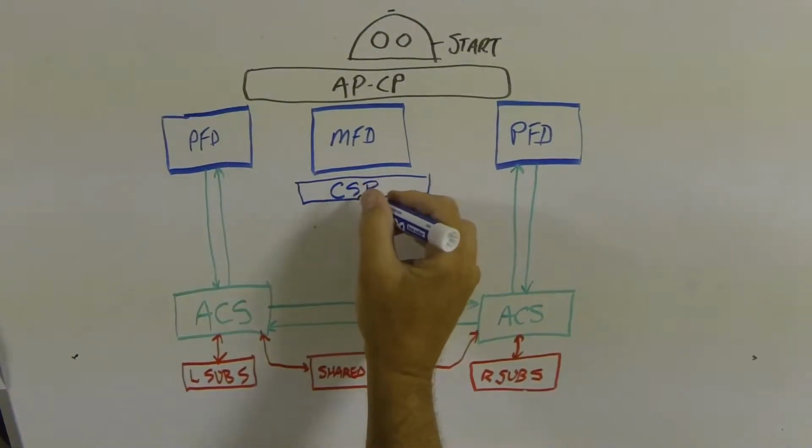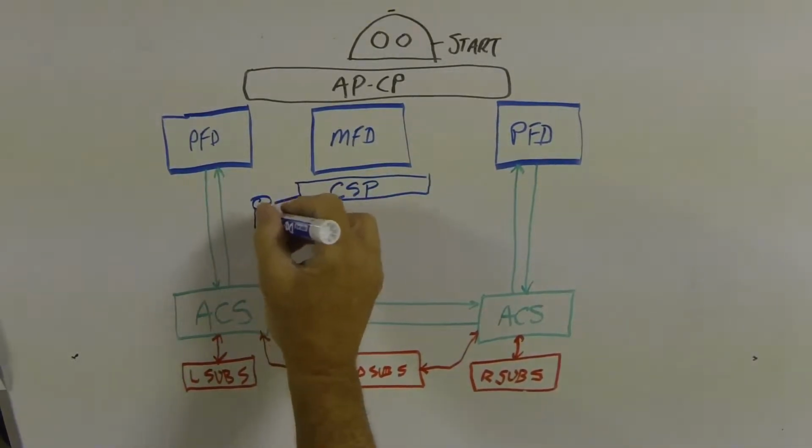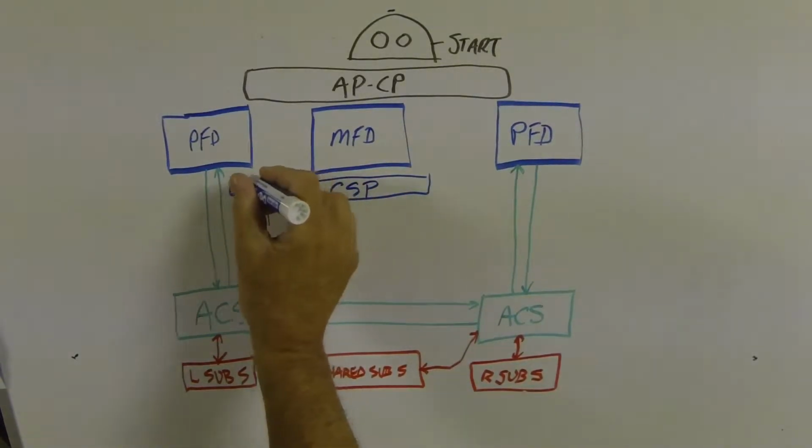We have the center switch panel. This is a very important component on the aircraft. Many things are tied to the center switch panel. Some people analogize it to a modem.